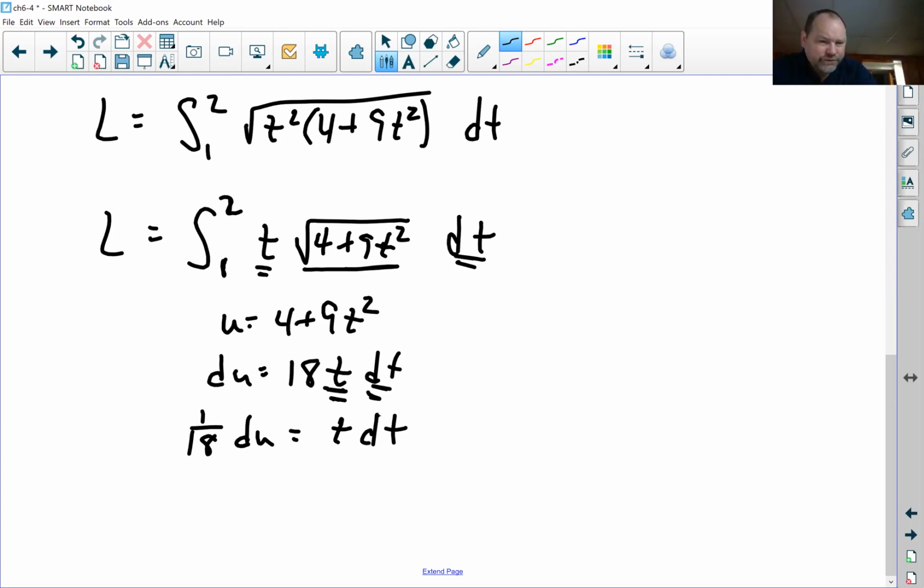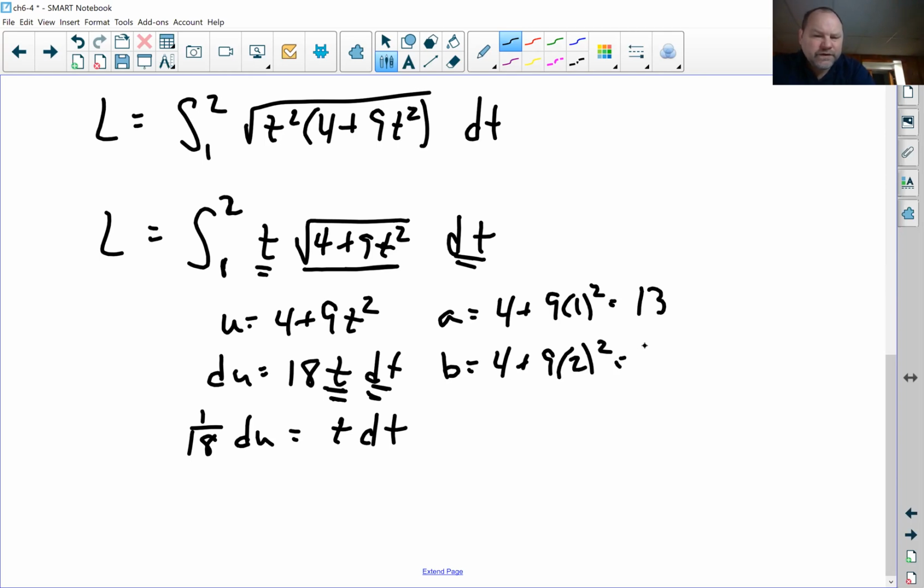I'm also going to change my limits so they're in terms of u instead of t. So my lower limit, which was 1, is now going to be 13. And my upper limit, which was 2, is now, let's see, 2 squared is 4. 4 times 9 is 36. 36 plus 4 is 40.